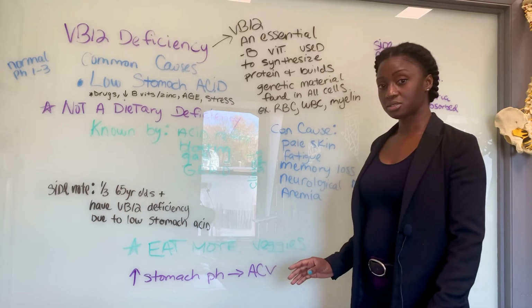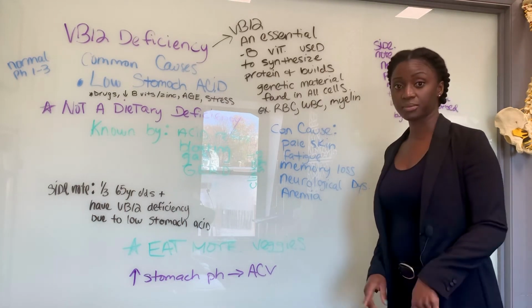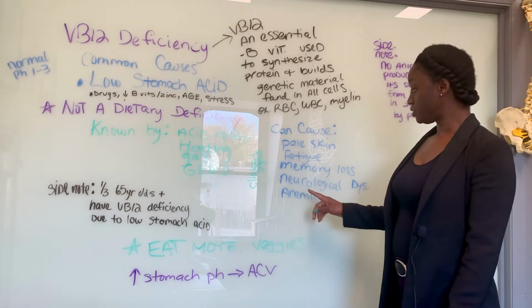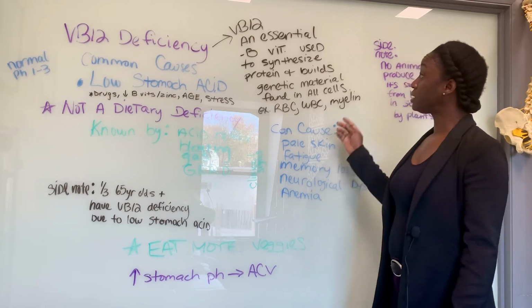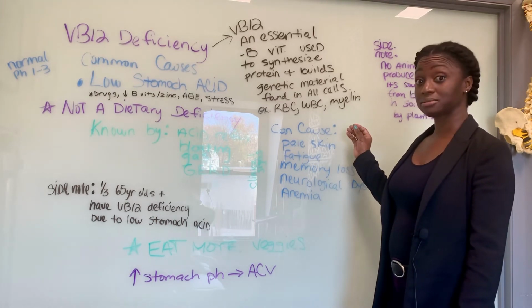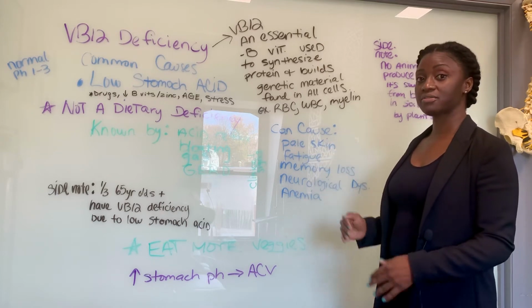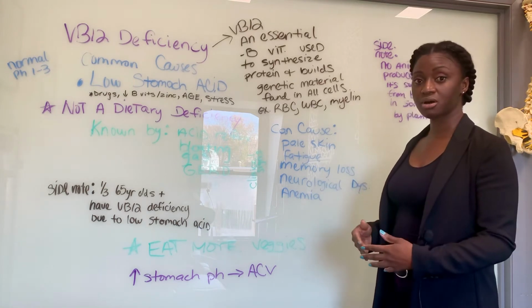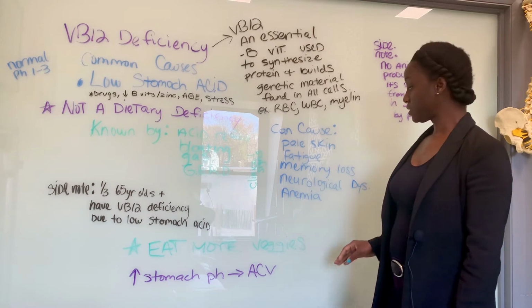Some additional clinical signs would be pale skin, fatigue, memory loss, neurological dysfunction, so numbness and tingling in the hands and feet. Again, B12 is essential for building myelin, which is the covering of the nerves. So when you don't have enough of that vitamin to help produce these connective tissues and coverings and linings, you will have an increase in symptoms.